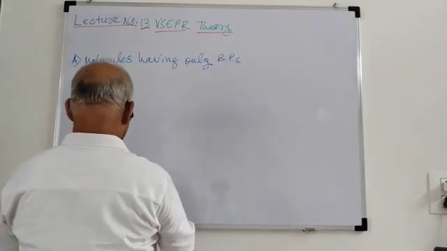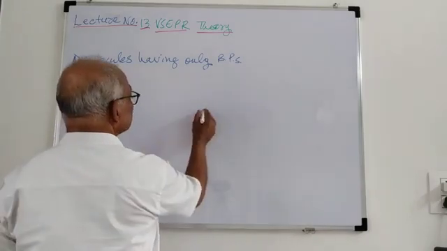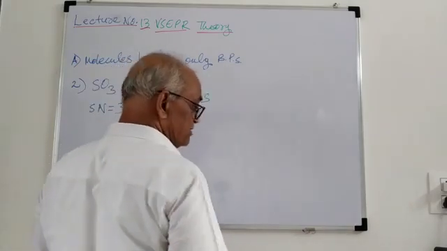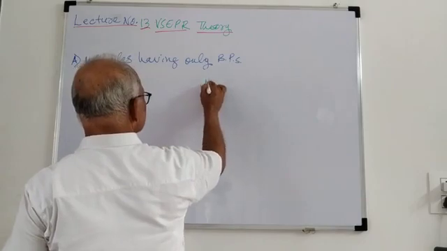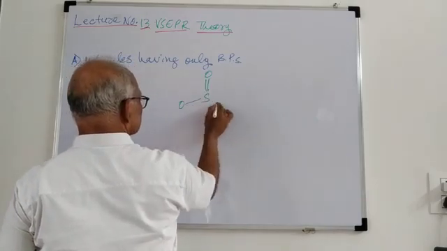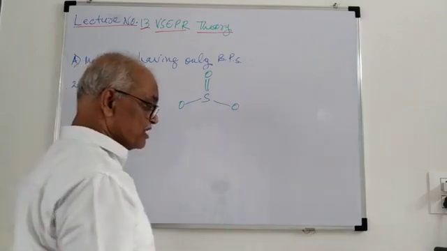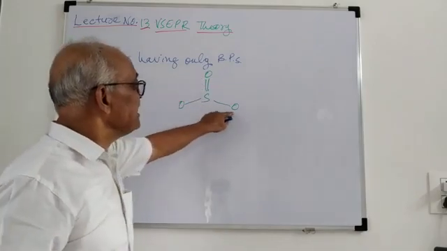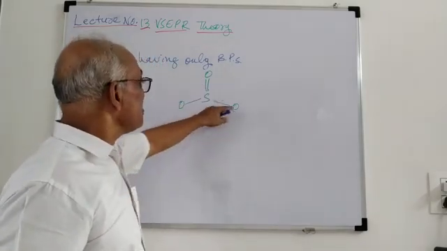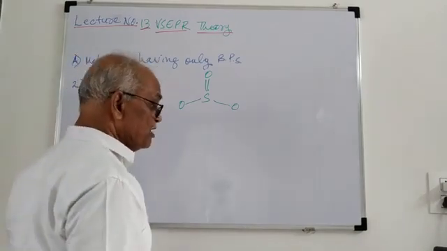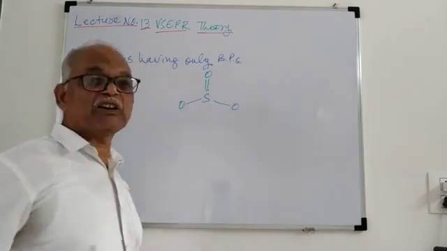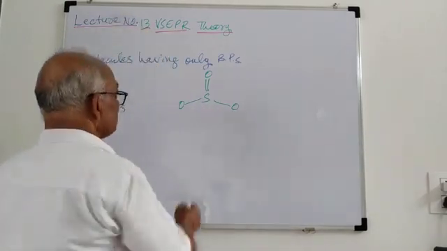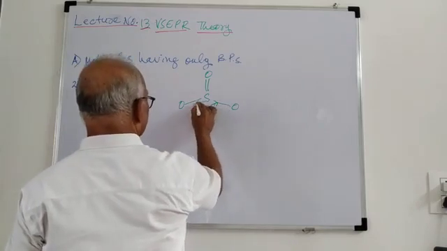Now the structure of this molecule is like this. Sulfur is at the center. Then we have the oxygens occupying these 3 positions in this way. So the 3 positions around the sulfur are occupied by oxygens. We have not shown the lone pairs on oxygen here because these have no impact on the shape of the molecule.